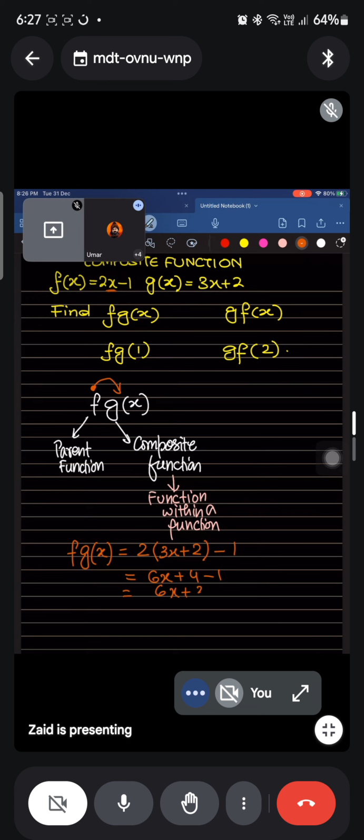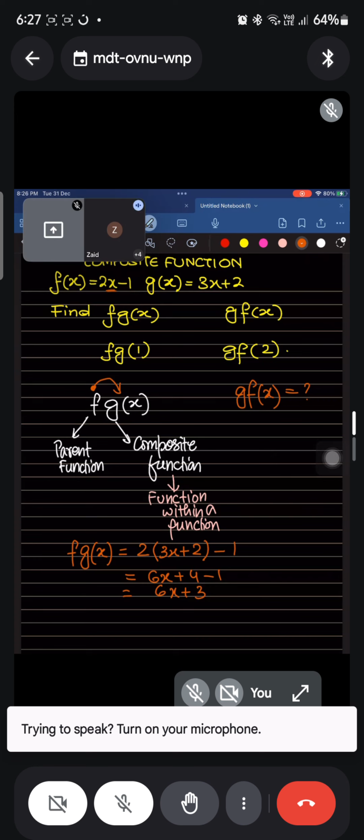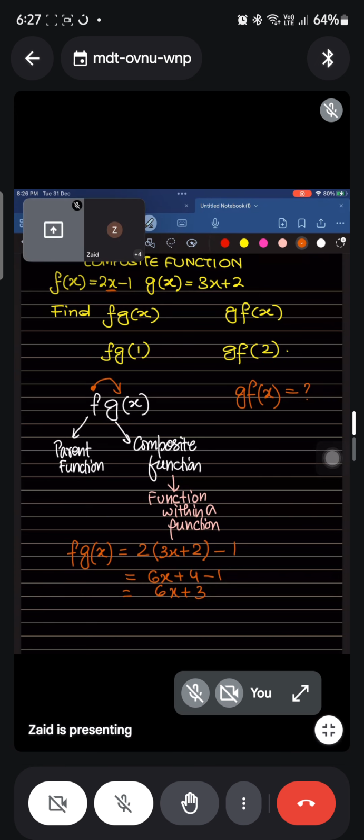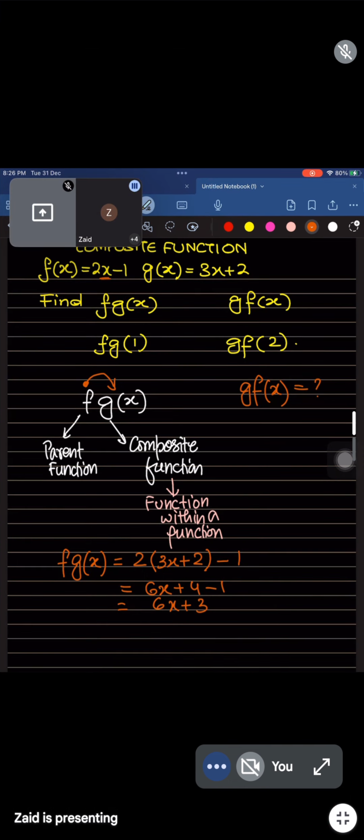I'll let you solve this. Now all of you have to find gf(x) quickly. Do it quickly. That means g is the parent function, f is the composite function. Just put it inside and get the answer. All of you must quickly do it and come up with the answer. Are you clear with this? Yes, sir, I'm clear. Great.